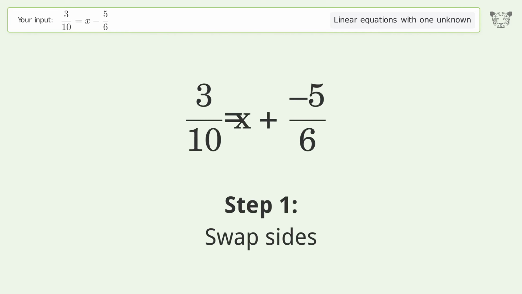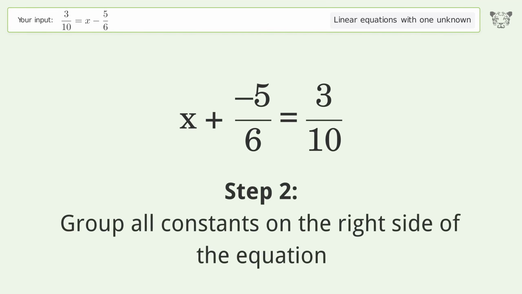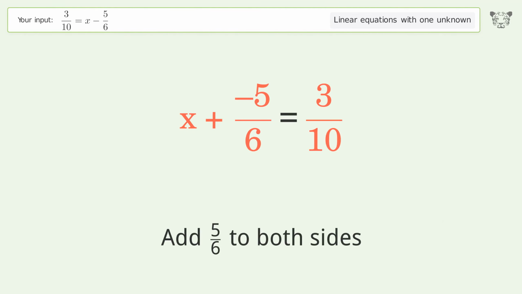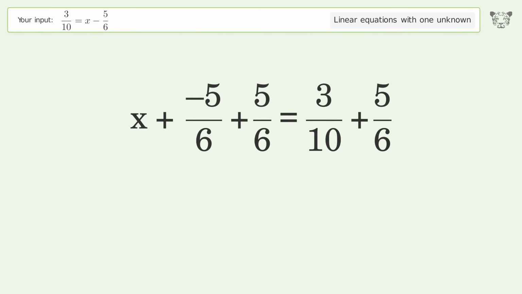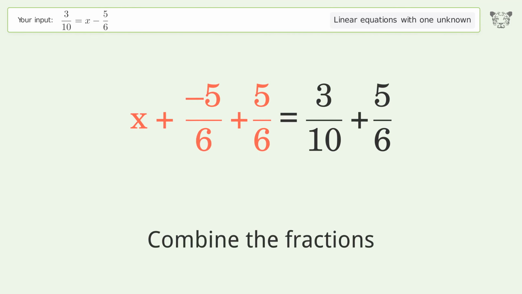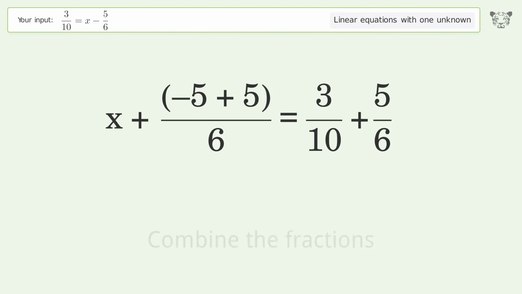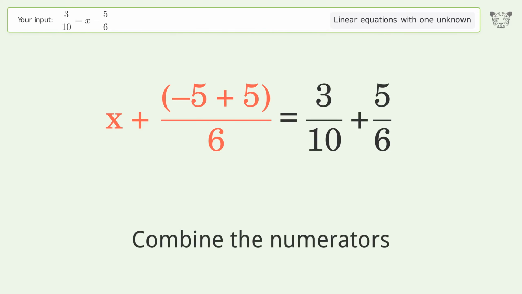Swap sides. Group all constants on the right side of the equation. Add 5/6 to both sides. Combine the fractions. Combine the numerators.